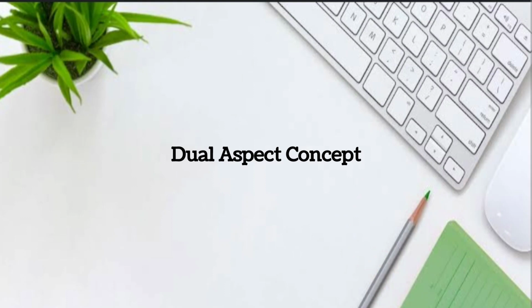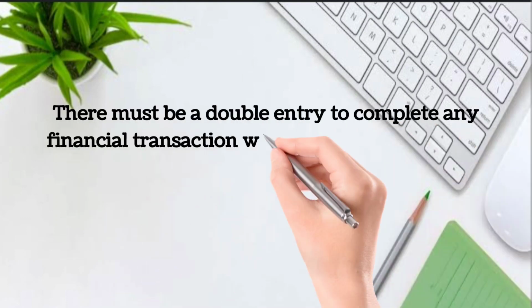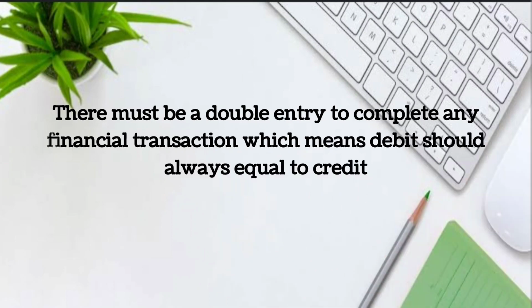And the next is the dual aspect concept. There must be a double entry to complete any financial transaction, that we already know, right? That means debit should always be equal to credit. Hence every financial transaction has its dual aspect. That is, if we get some benefit, we will be paying some benefit.